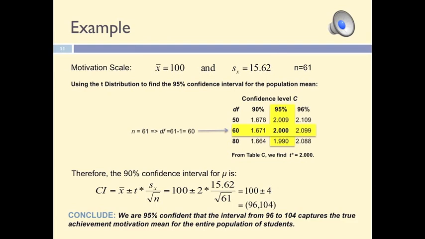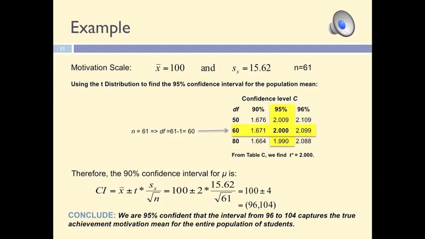The first step is to obtain from table C the value of t star that corresponds to the confidence level and sample size. So to find t star, we must first compute the degrees of freedom, n minus 1. So df in this case is 60. And if we look in table C, when df is equal to 60 and the confidence level is 95%, the value of t star is 2.000.